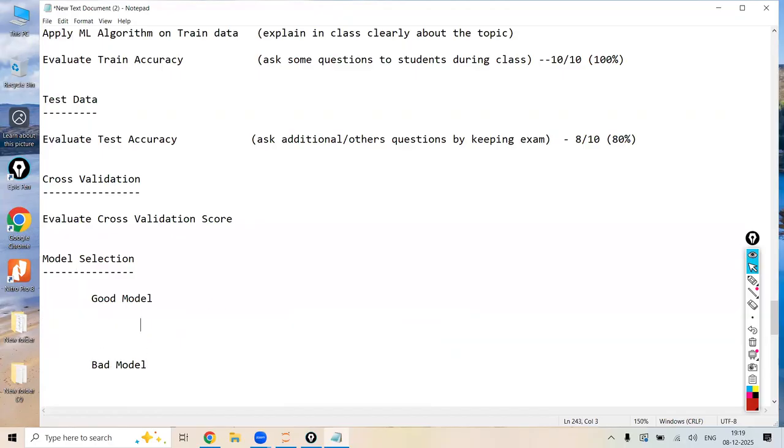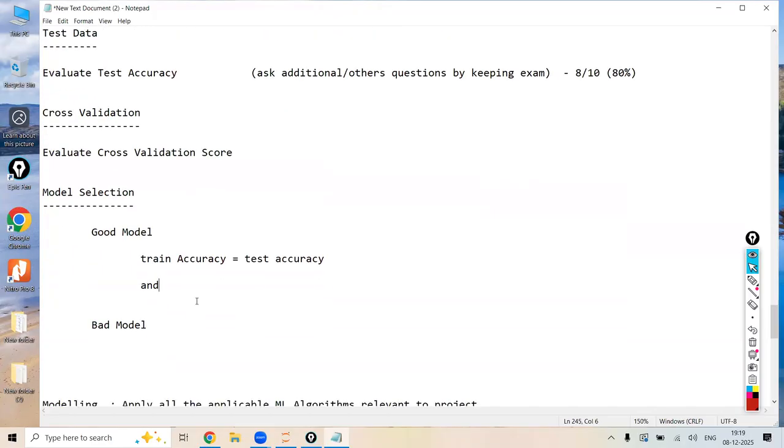Good model means train accuracy is equal to test accuracy. It is called a good model. And, the 'and' means logical AND. What is a logical AND? Both of them should be true. Not any one. Both of them should be true.